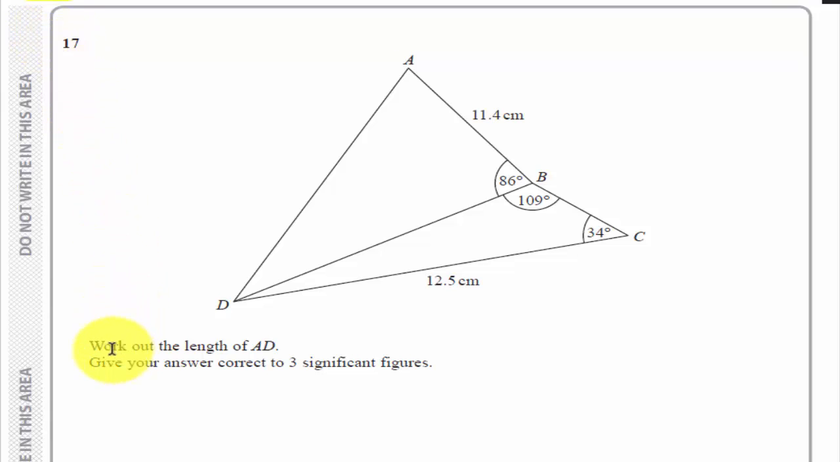Question 17. Work out the length of AD. Give your answer correct to three significant figures. So, AD is the length that goes from A to D. And the first thing we check, and it is unlikely at this point of a higher paper, question 17, is whether there's a right angled triangle anywhere.